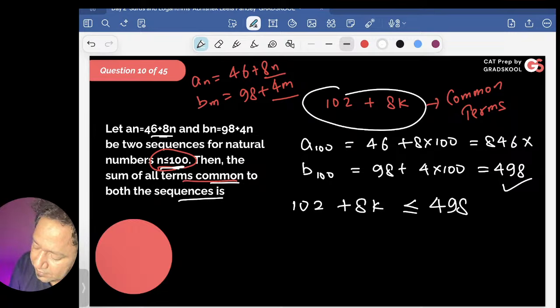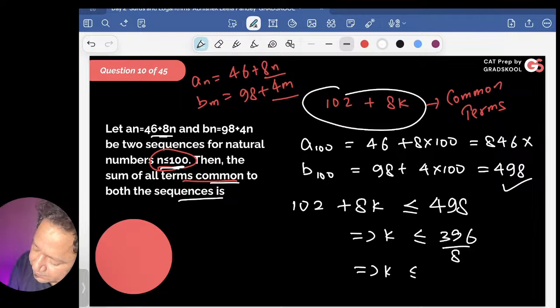Cool. So k must be less than or equal to 396 upon 8. Let's find it out. 8 4s are 32, 8 9s are 72, इससे कम होना चाहिए. तो k का वैल्यू 49 से ऊपर जा ही नहीं सकता.